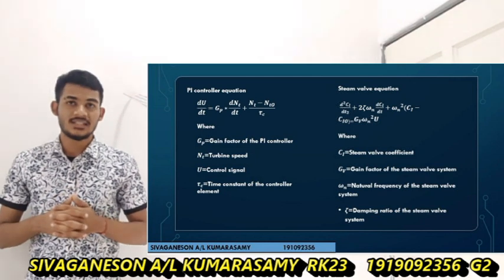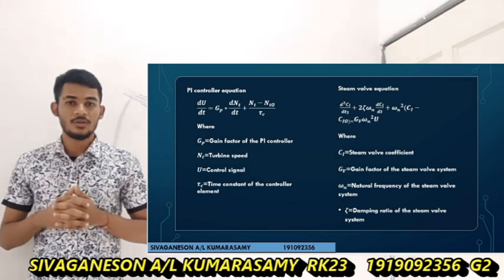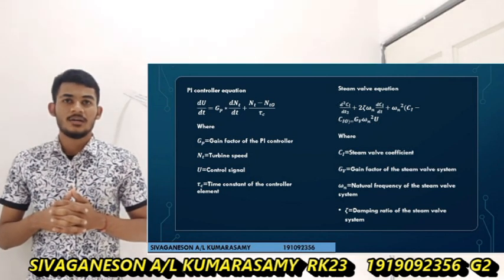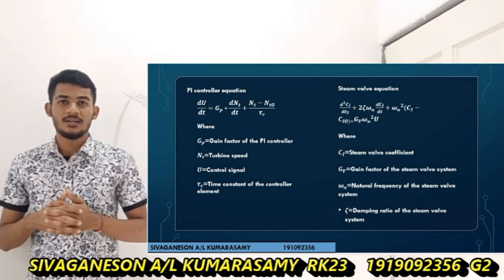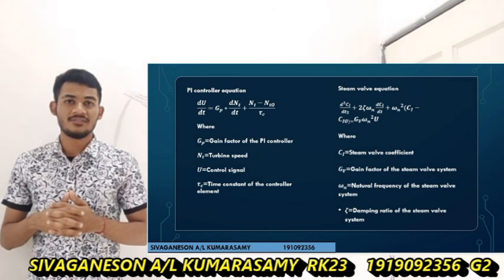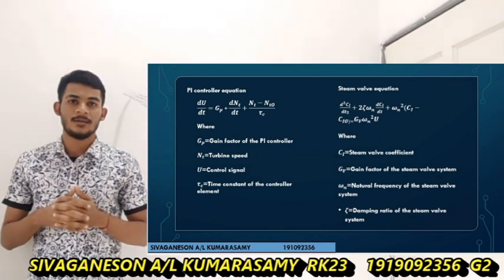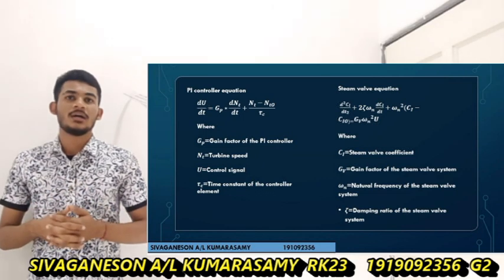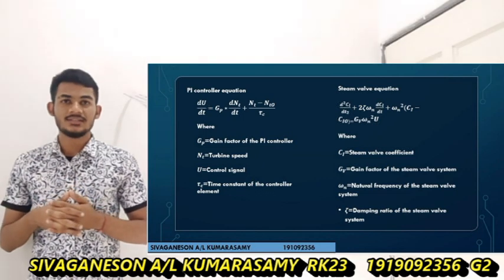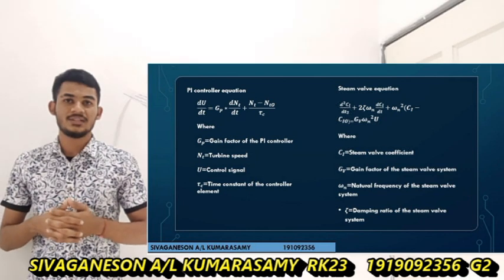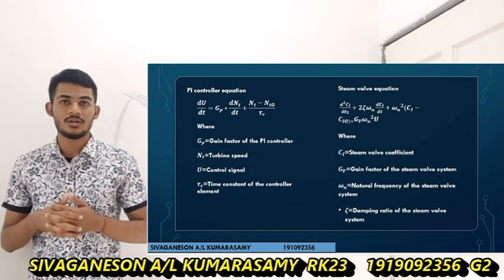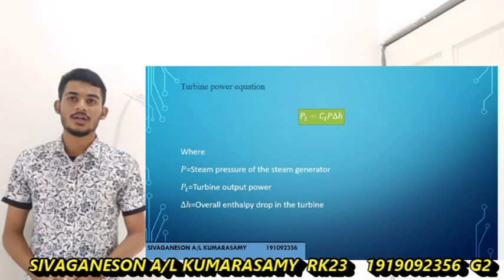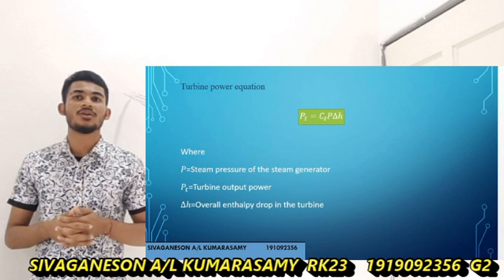Moreover, we want to look at the steam valve equation, where this will use a double second-order differentiation, plus the natural frequency of the steam valve, plus the natural frequency of the steam valve system power, bracket with C1 steam valve coefficient minus the steam valve coefficient not, we will get the steam valve value.